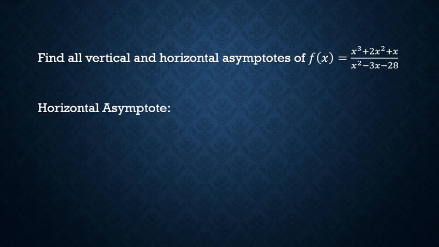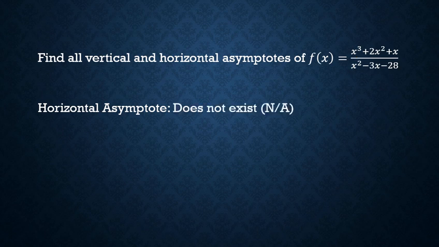So horizontal asymptote first. Highest power of x on the top is 3 with the x cubed there. Highest power of x on the bottom is 2 with that x squared term there. The highest power of x on top is greater than the highest power of x on the bottom. If we go back to our 3 cases, when the highest power of x on top is greater than highest power of x on the bottom, there is no horizontal asymptote.